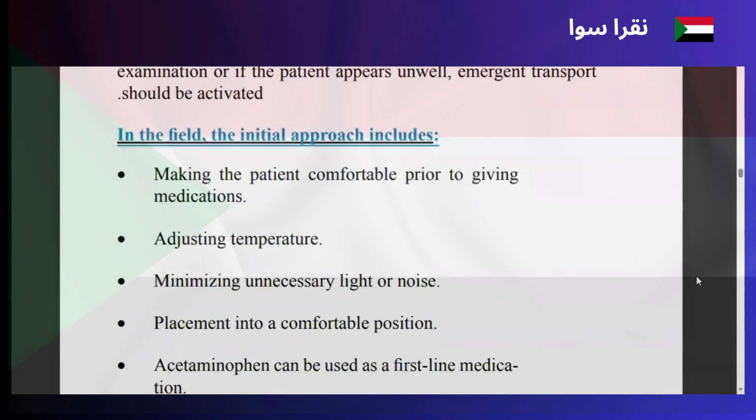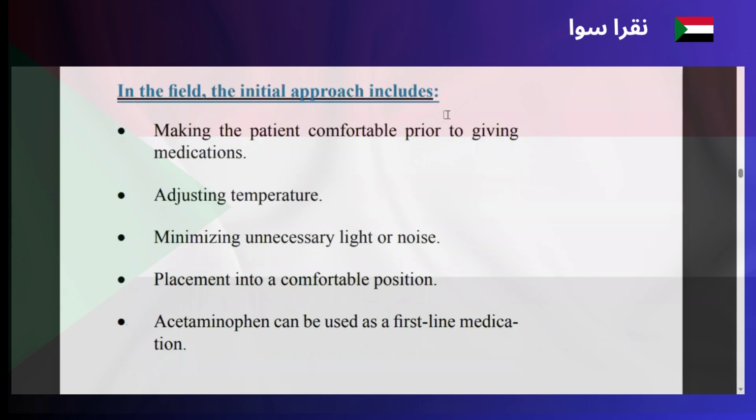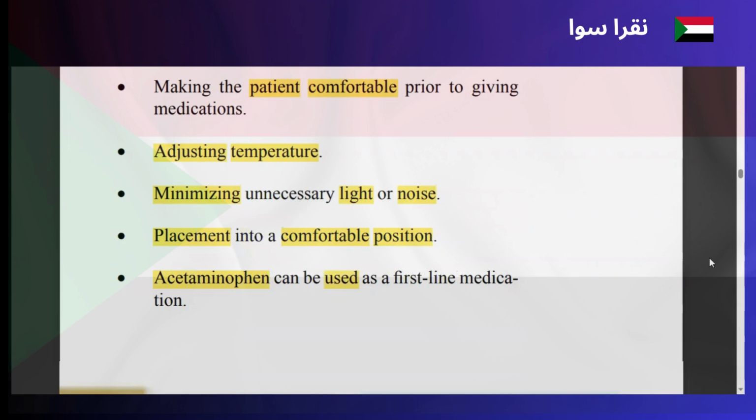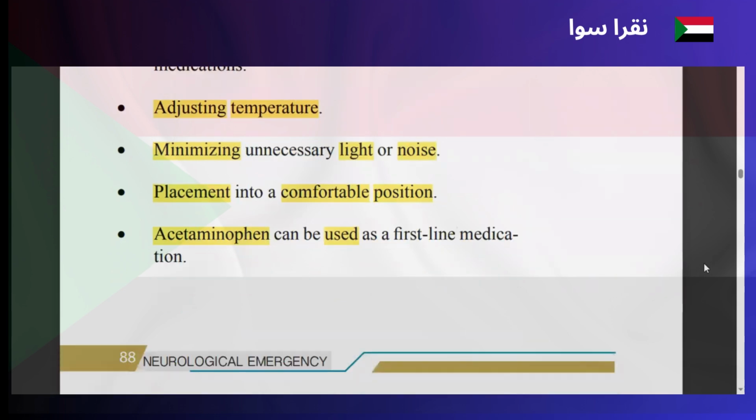In the field, the initial approach includes making the patient comfortable prior to giving medication. Patient should be comfortable: adjusting temperature, minimizing unnecessary light or noise, placement into a comfortable position. Acetaminophen can be used as a first-line medication. So the first-line medication is acetaminophen.